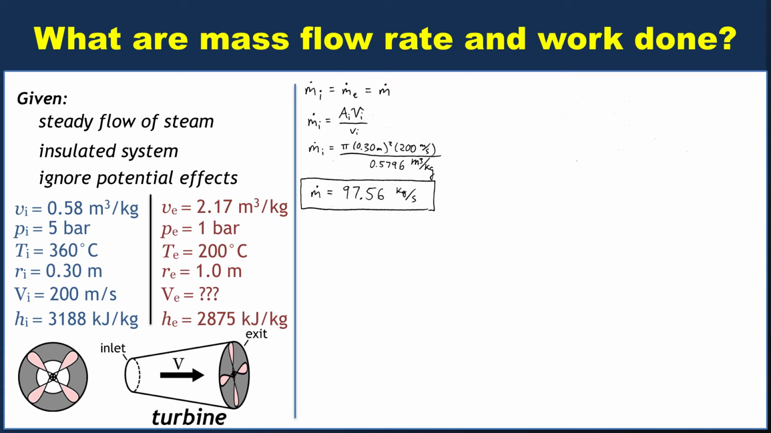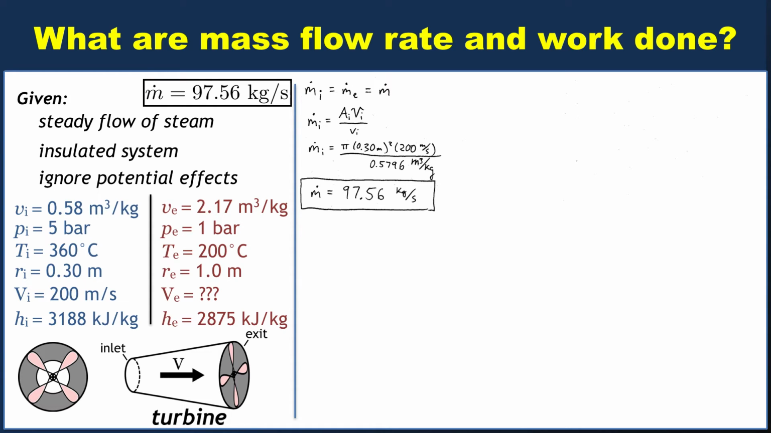And you'll note that I've dropped that subscript I. M dot has to be the same value at the inlet or exit. For this system, there's only one inlet, one exit, and it's a steady state. That's our m dot. I'm going to write this up on the left just so we have it for later if we need it. M dot is 97.56 kilograms per second wherever you look.